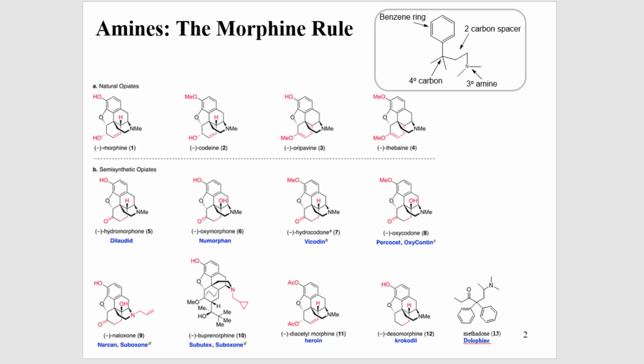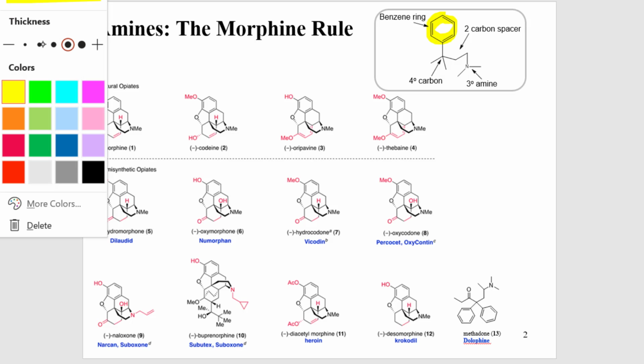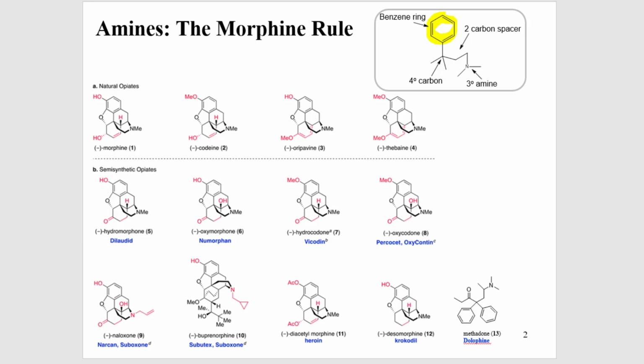I've always found it interesting that you can start to see trends in function based on skeletal formations, and nothing shows this better than the morphine rule. If any of you are not familiar with the morphine rule, you can see that if a molecule contains a benzene ring, and it's connected to a quaternary carbon, that means a carbon with 4 carbons off of it, right? 1, 2, 3, 4, no hydrogens effectively. And then you need 2 carbons spacing, so 1, 2.